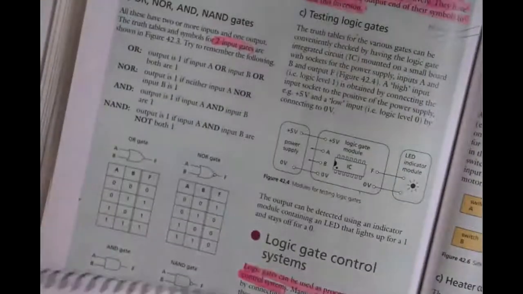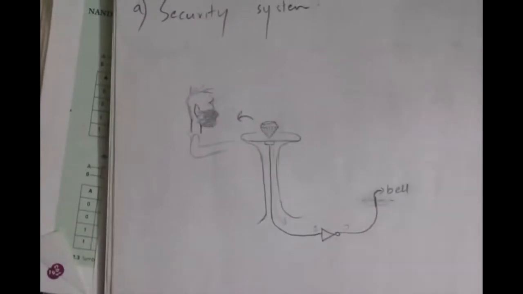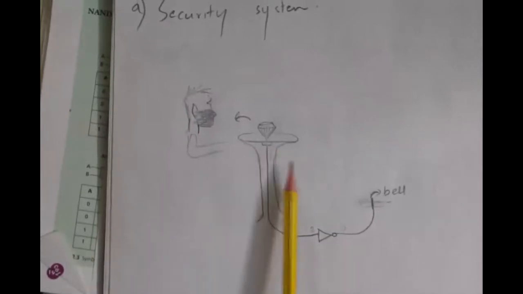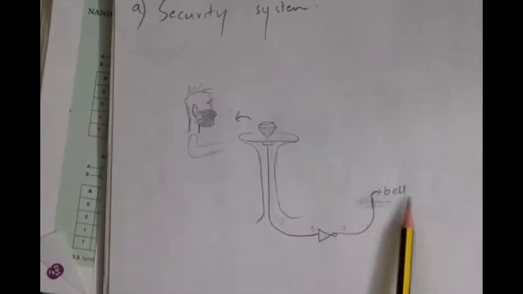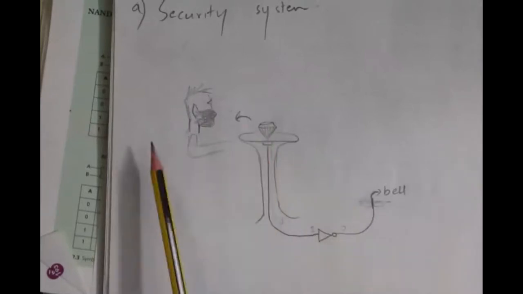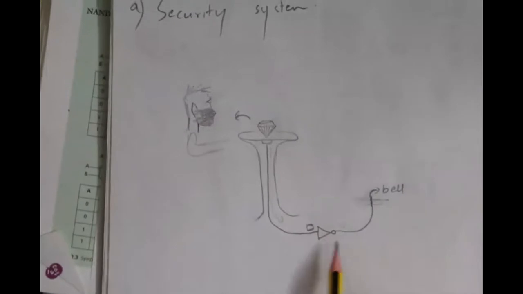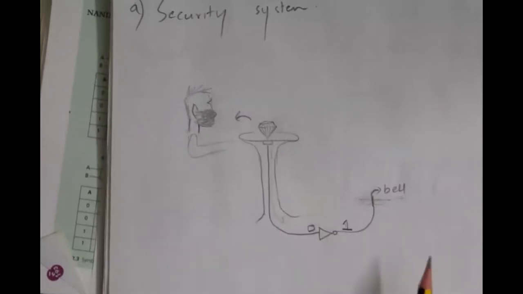These logic gates are used in security. For example, you have a diamond in a museum, and you have this pressure sensor on this table. As long as the input is 1, this NOT gate is going to flip it over, give you a 0, and the bell is not going to ring. The moment somebody takes this gem off its stand, the input is going to be 0, the NOT gate is going to turn it into a 1, and the bell will start ringing. So that's one application in the security system.